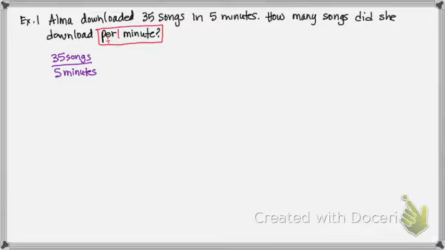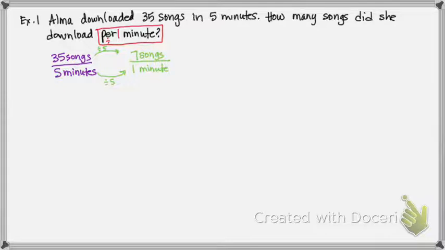So my question is, how do I get my minutes to become 1 minute? Because that's what it's asking for. So you think, well, wait a second, that's pretty easy. I'm just going to divide 5 by 5 to become 1. So whatever I do to the denominator, I do to the numerator. So 35 divided by 5 is 7. So I get 7 songs per minute.